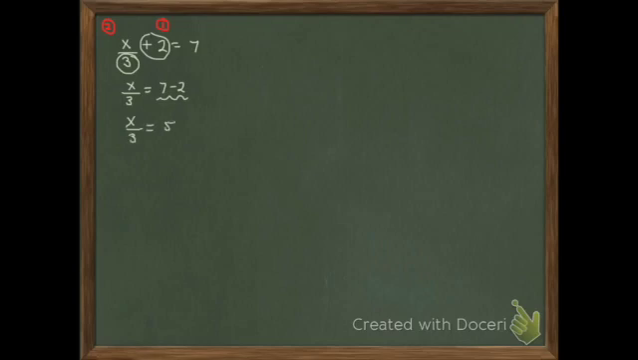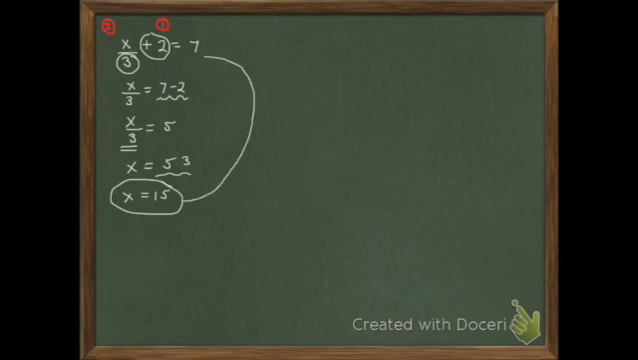Now go to the next one. What's the opposite of dividing by 3? Multiply by 3 on the opposite side. Simplify, and x equals 15. That should be my answer. Go back and check it. Go back to the original problem. 15 divided by 3 is 5. 5 plus 2 is 7.